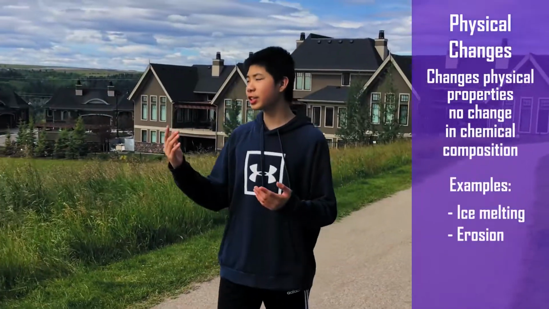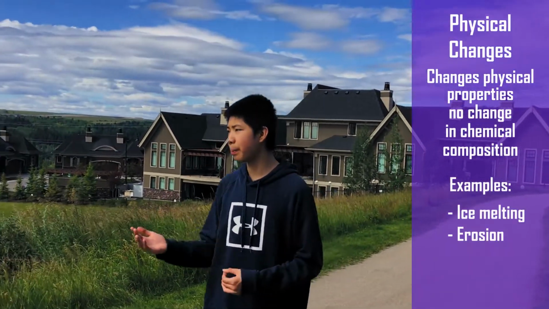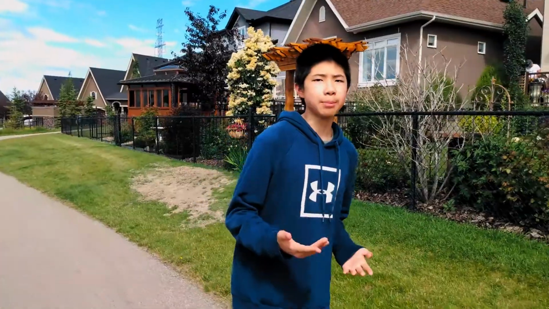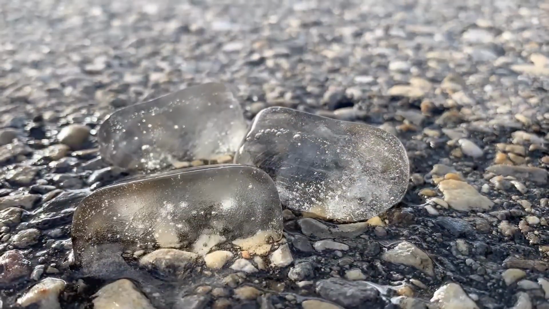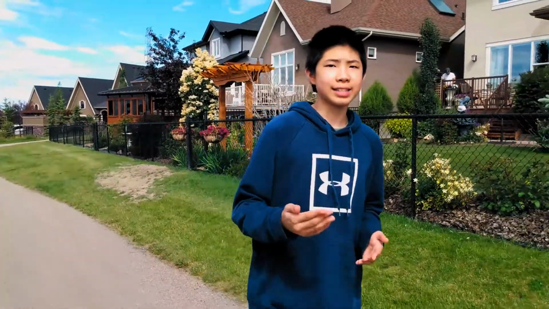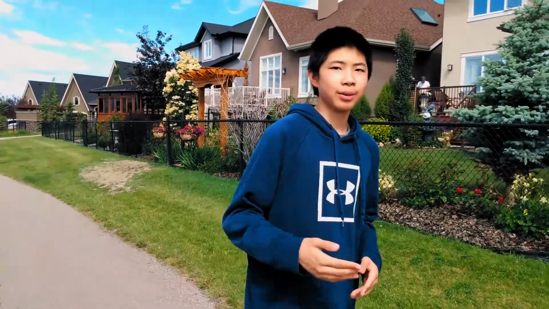Like properties, changes can be both physical and chemical. Physical changes alter the physical properties, but without affecting the chemical composition. For example, when ice melts, it's a physical change because the chemical composition of ice is still H2O, which is what water is. Chemical changes alter the composition of the matter.